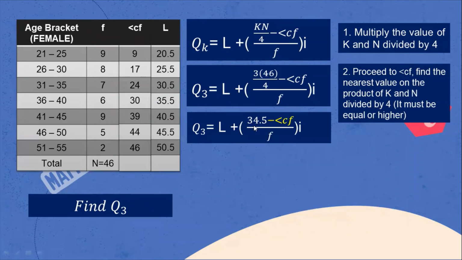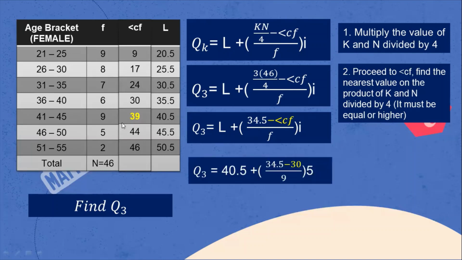Okay, our less than cumulative frequency is 39. We will be using all the values on 39 except 39. The value for f is 9 on the row of 39. The value for lower class boundary is 40.5. The value for the interval is 5 because we have 5 intervals: 41, 42, 43, 44, 45.